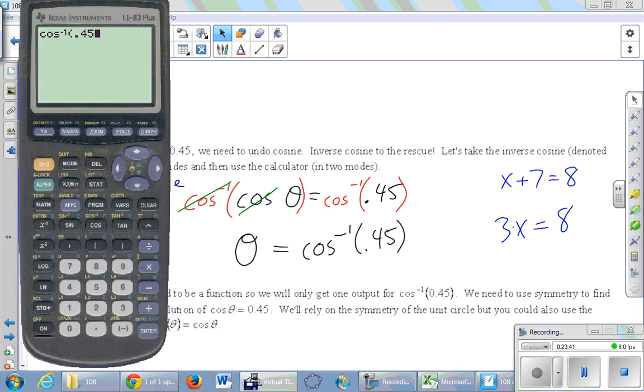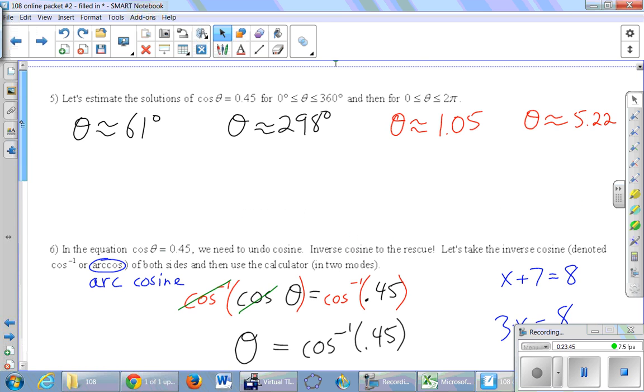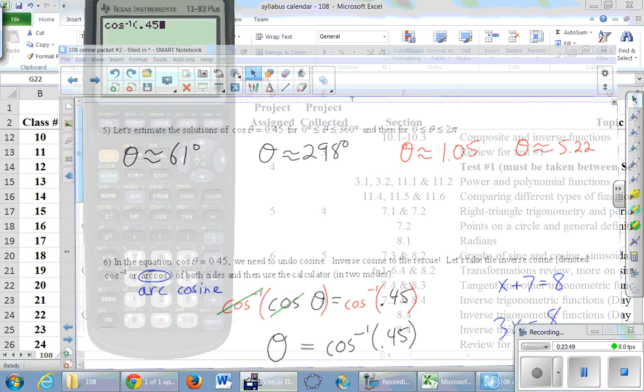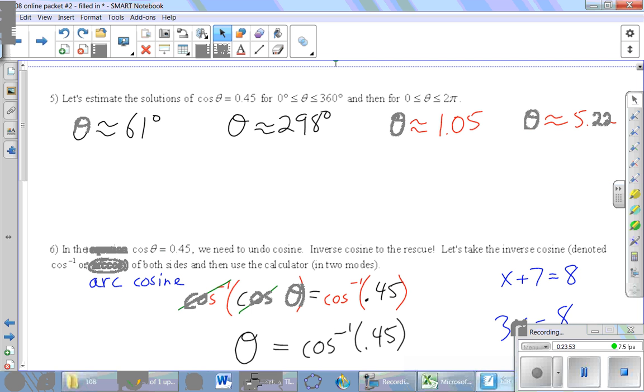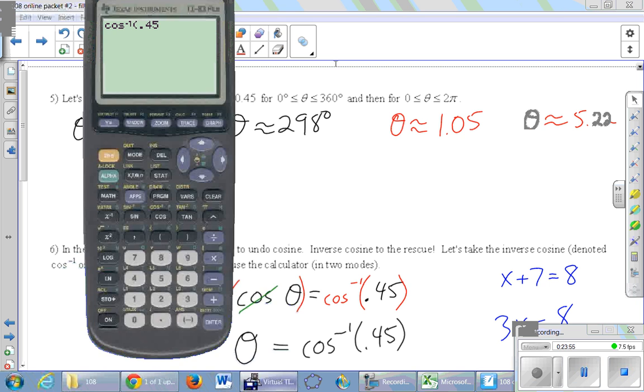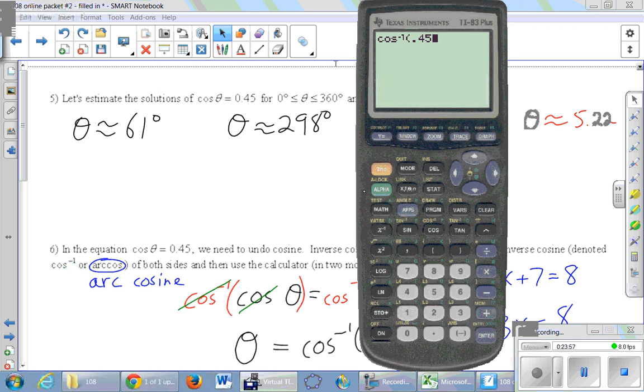Okay, and we are expecting some number that is roughly whatever we got before. So what we got before was 61 degrees and 298 degrees. So something around 61 and/or 298. Let's see how well we did. 63, we did okay. I underestimated at 61 degrees, but 63.2563 is a very good approximation for the right answer.